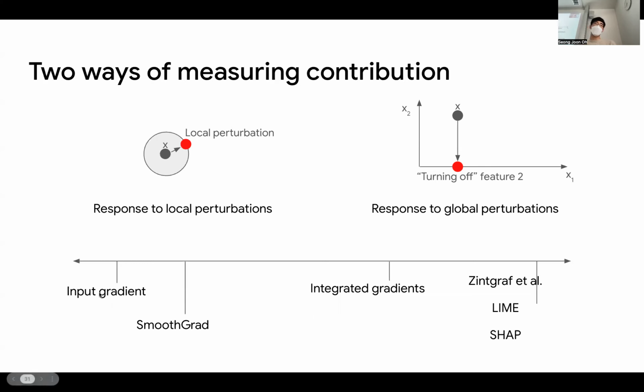So from this perspective, we have different methods in the spectrum. In the leftmost, local perturbations, we have input gradients, but then we are slowly going more and more global by considering broader regions, as in SmoothGrad and then integrated gradients. And then we are going to look into those additional methods, which are actually turning off some of the features from the network and seeing the response.